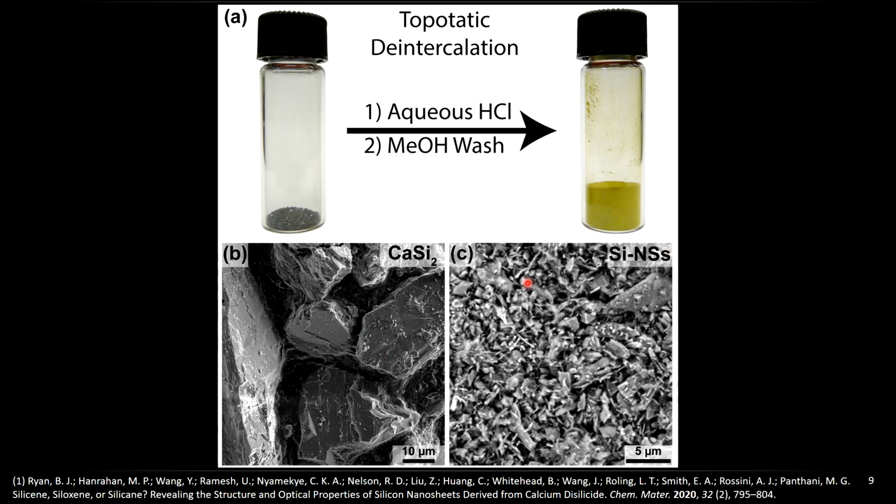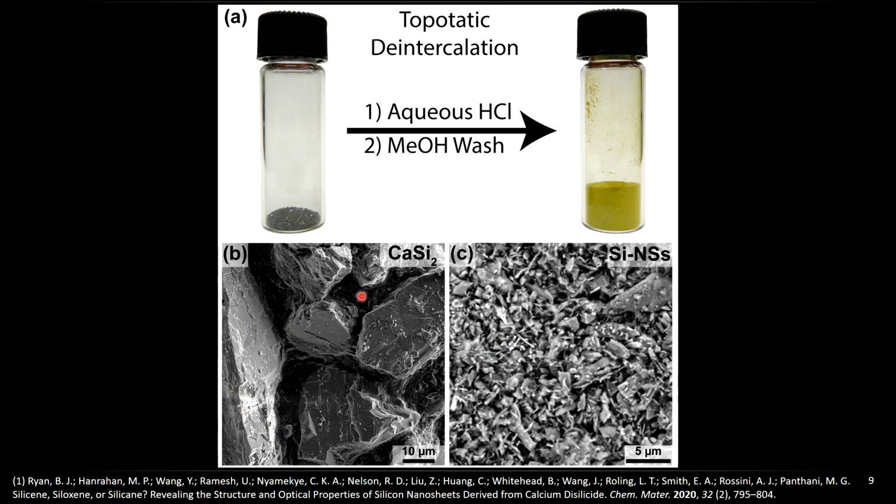So what I'm showing here is just a schematic of the reaction. We take this black calcium disilicide powder and we combine it with aqueous hydrochloric acid and follow that up with a methanol wash to remove the calcium chloride. And what we're left with is this fluffy yellow powder. And this volume expansion that we're seeing is representative of the reaction. So you can see that the nanosheets expand quite a bit compared to the calcium disilicide.